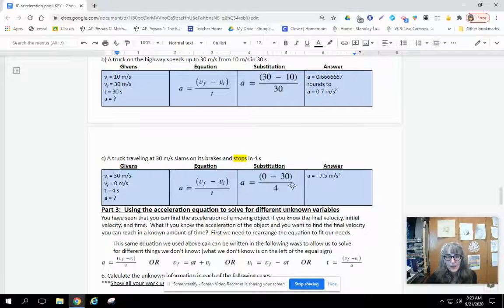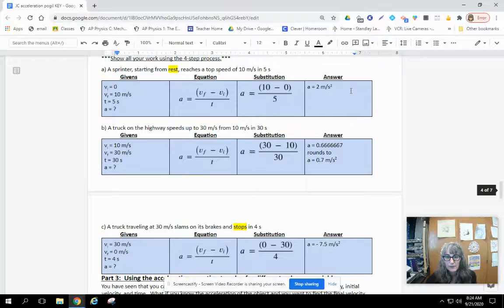We plug that in, and that's going to give us 0 minus 30, because our final speed was 0 and our initial speed was 30. I can't switch the order of those two, and then that's divided by 4. When I do 0 minus 30, I'm going to get a negative 30. So it will be a negative number. The acceleration will be a negative 7.5 meters per second squared. That means that it's slowing down. So that negative acceleration means that it's slowing down. The other two that were positive means that we're speeding up, that we're getting faster.